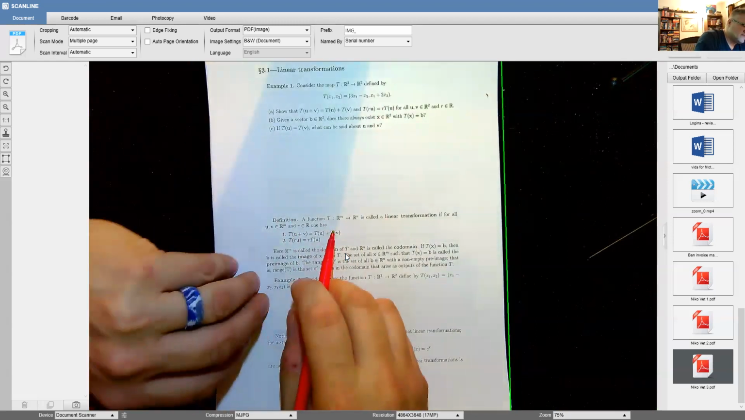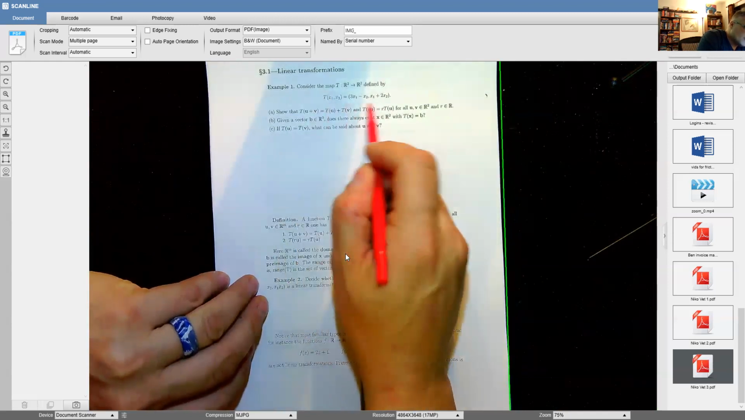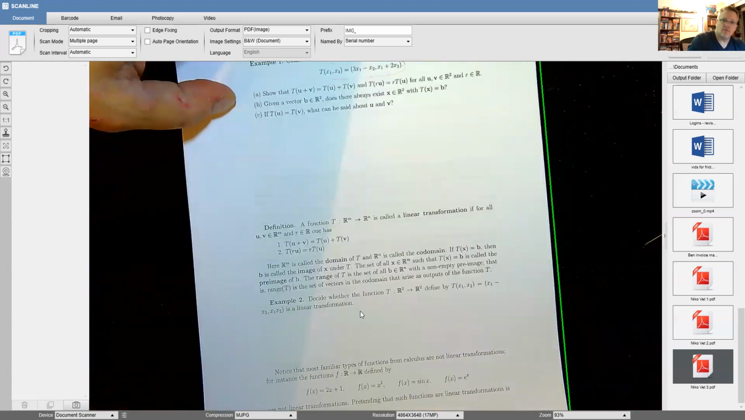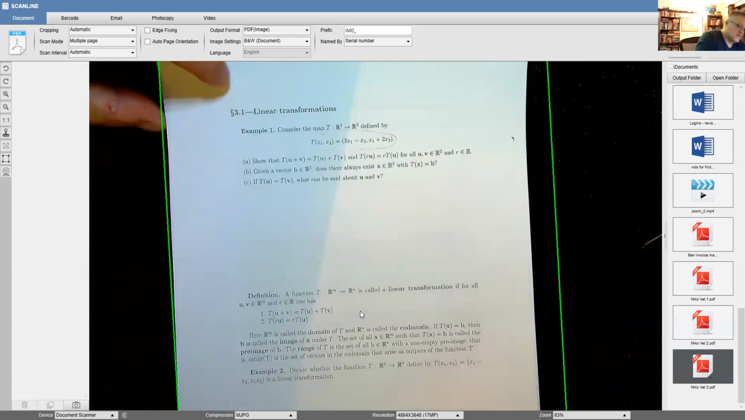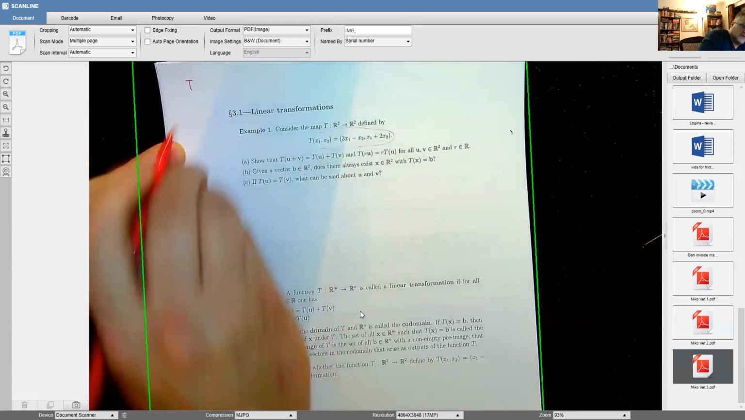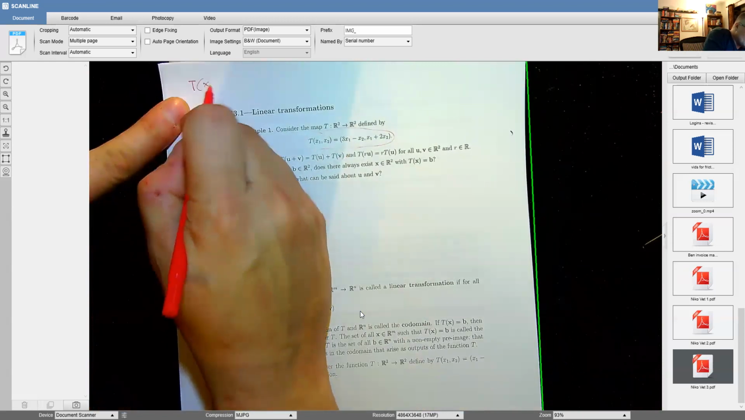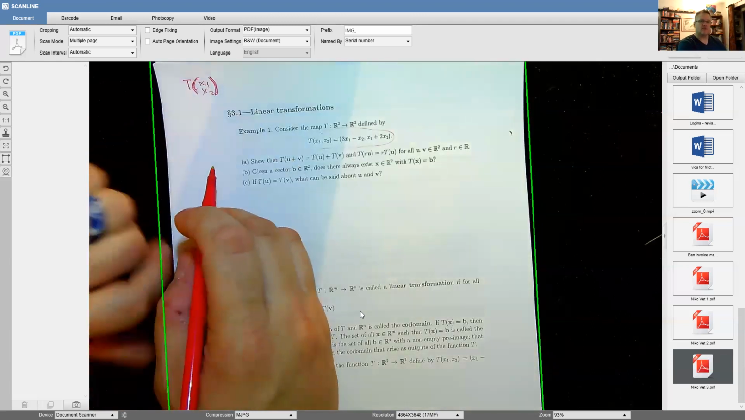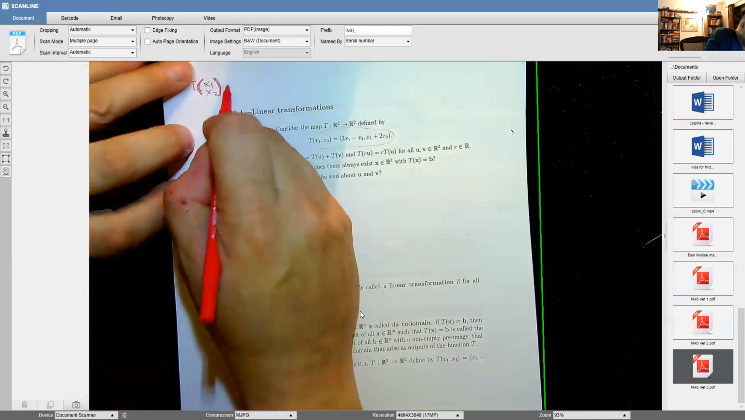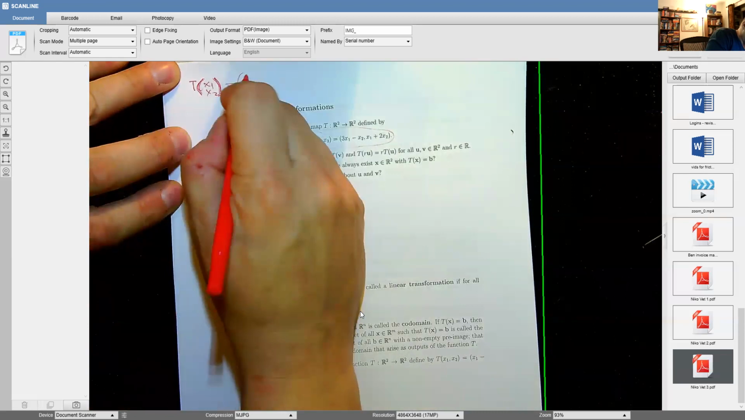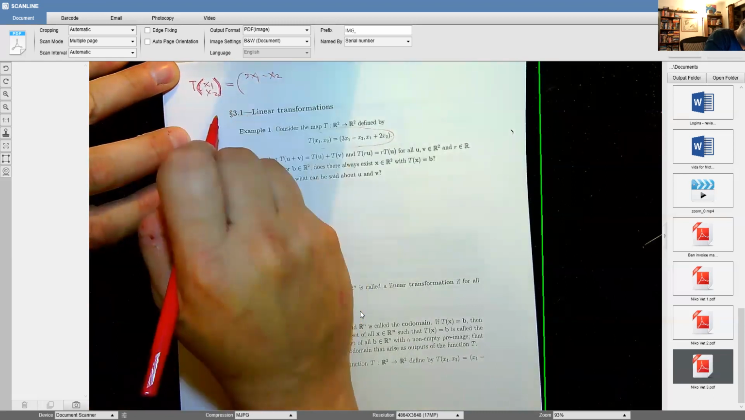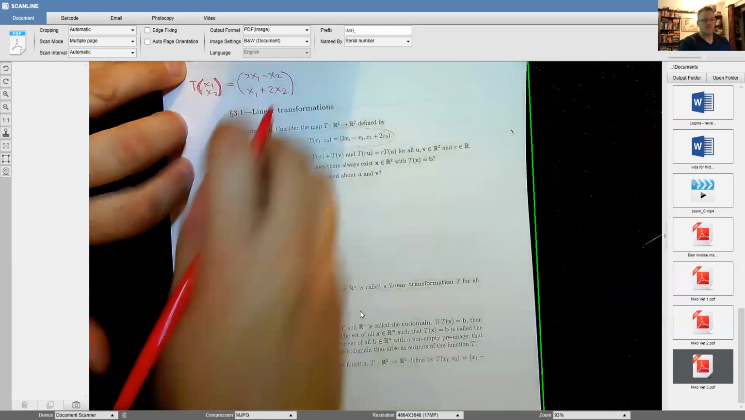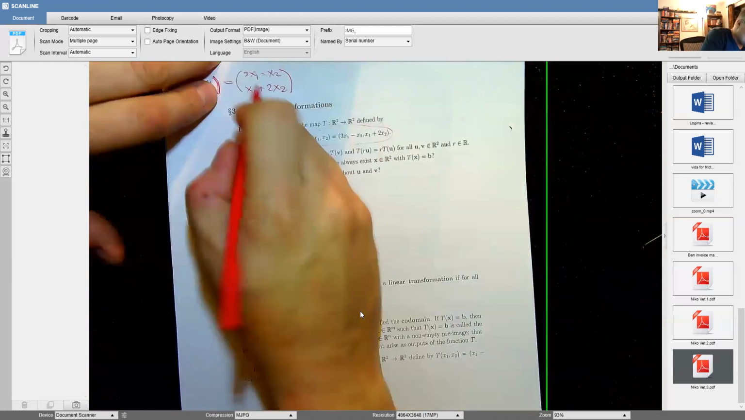All right, and so for example, let's actually take this. I'm going to rewrite this in column form. I think it's easier to deal with in column form. So I'm going to write this as T of x1, x2. I give you an input, so the input now is a column vector with 2 components. And the corresponding output for the first component, you have 3x1 minus x2. And for the second component, you have x1 plus 2x2.